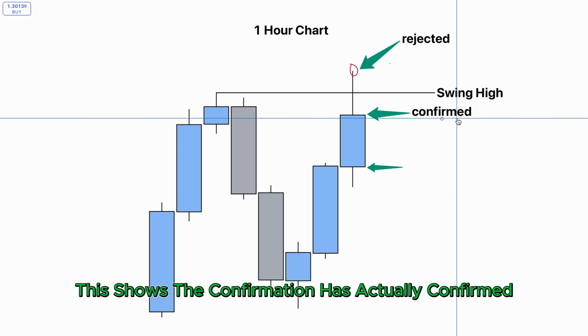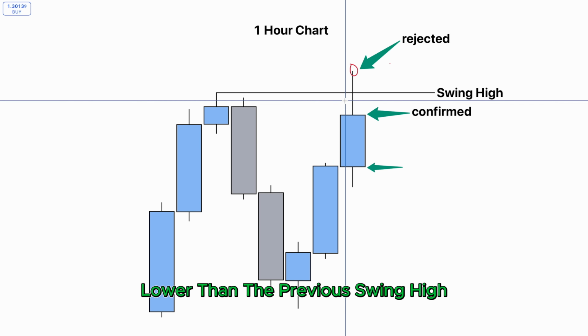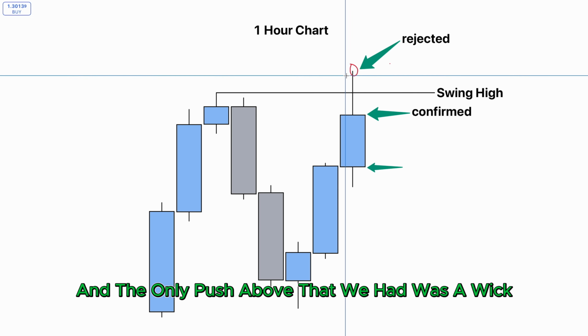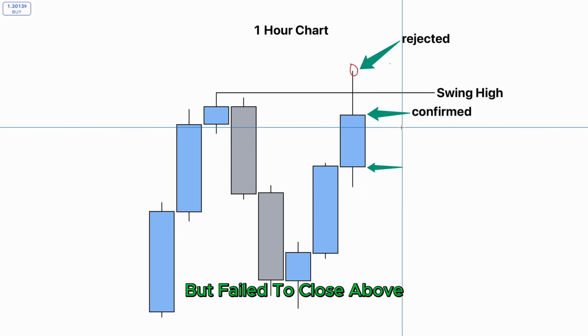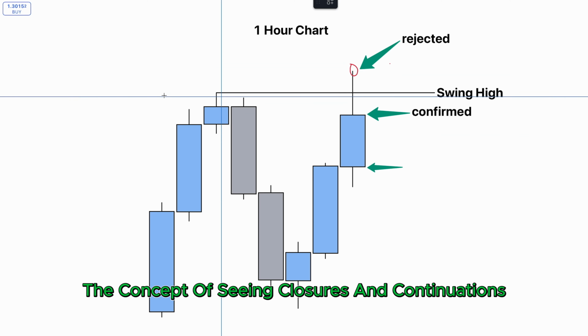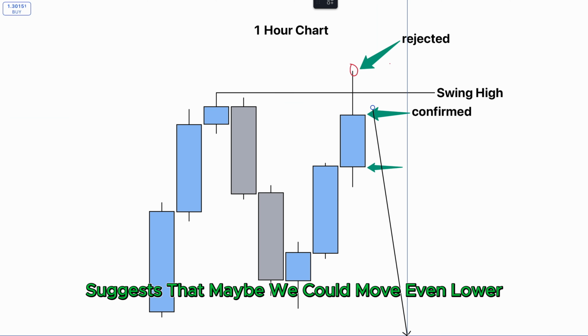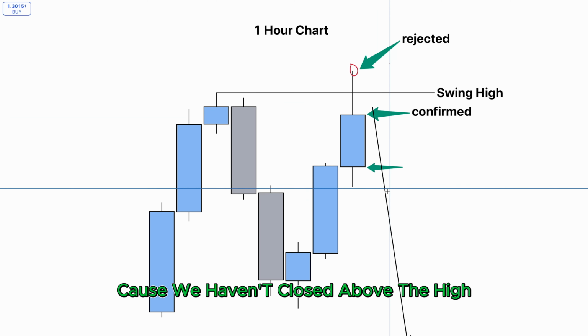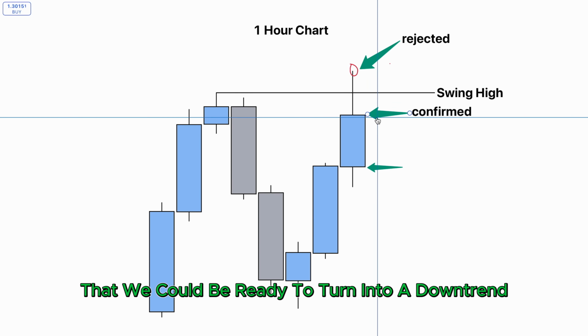Now, what does this show? Well, this shows the confirmation has actually confirmed lower than the previous swing high, and the only push above that we had was a wick, which was rejected. So this market attempted to push higher but failed to close above, which actually rejects entirely the concept of seeing closures and continuations above this level, and instead suggests that maybe we could move even lower, because we haven't closed above the high, so we've rejected a new high, maybe indicating that we could be ready to turn into a downtrend.